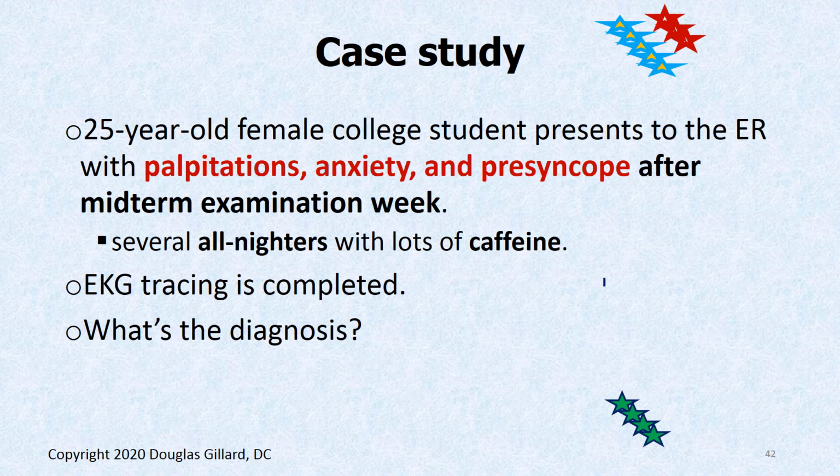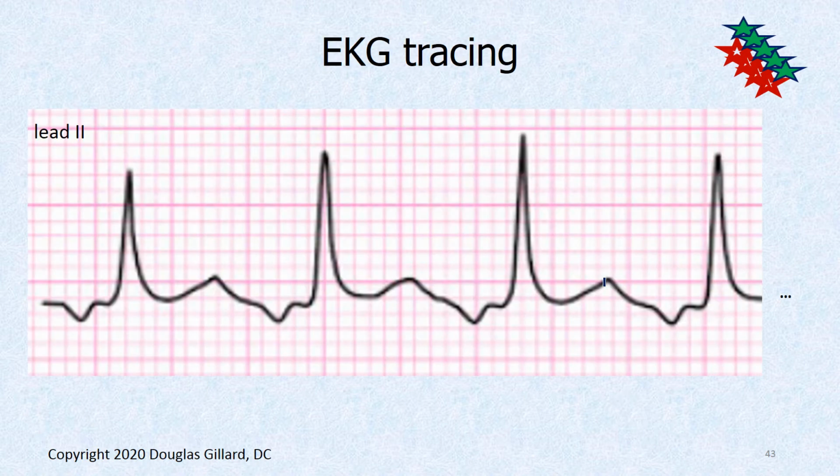All right, let's do a case study. A 25-year-old female comes in to the ER with palpitations, anxiety, and pre-syncope after midterms, some all-nighters, and lots of caffeine. Here's her EKG. What do you think?